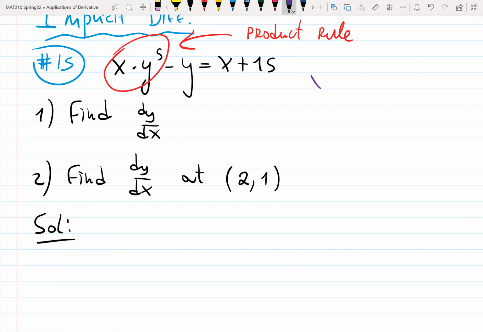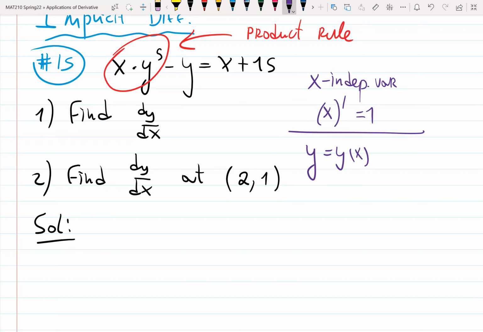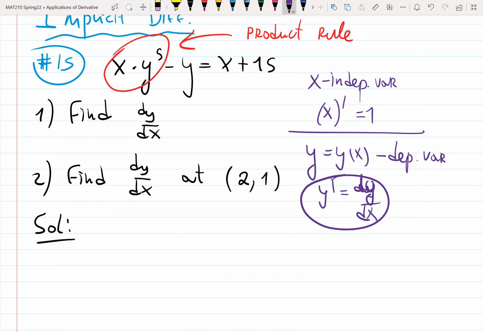The difference is x is independent variable, which means x prime is 1, while y depends on x, and that's why it's called dependent variable, which means y prime is y prime, or dy over dx. That is the difference. One has a function inside, while the other one doesn't. Independent variable versus dependent variable, it depends on x. So u times v, product rule in my classes, but anyway, you learn it, it's fine.